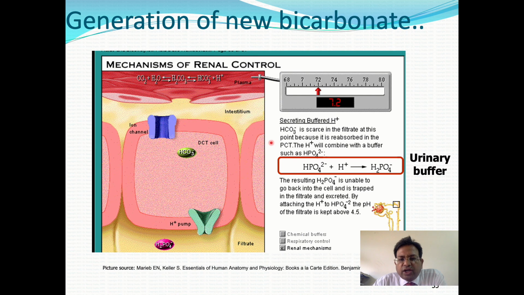The released hydrogen ion will combine with the hydrogen phosphate. Hydrogen phosphate will form dihydrogen phosphate. So this is a urinary buffer. The resulting dihydrogen phosphate will be unable to go back to the cell and will be trapped in the filtrate and is excreted in the urine ultimately. So this buffer will try to keep the pH above 4.5.